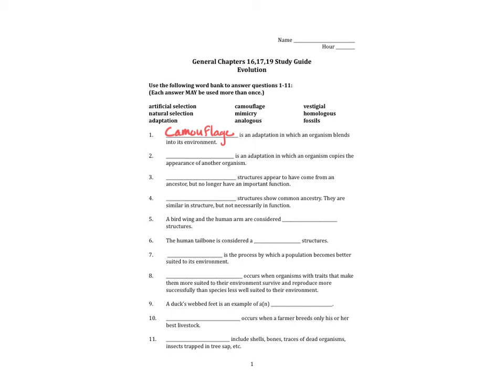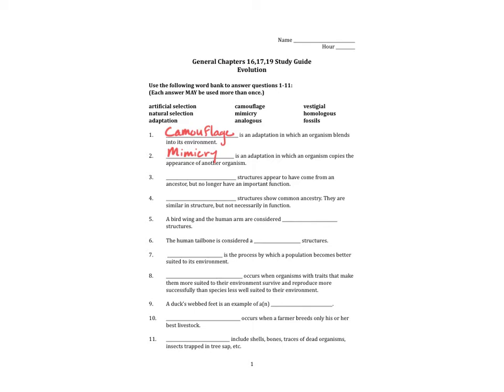Number 2 says mimicry is an adaptation in which an organism copies the appearance of another organism. So mimicry is where you'd have something, for example, like a caterpillar that has markings on one end that make it look like a snake, so it looks more threatening to potential predators so that they will avoid eating it.